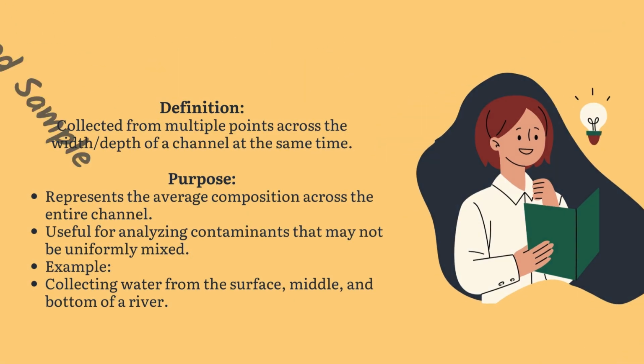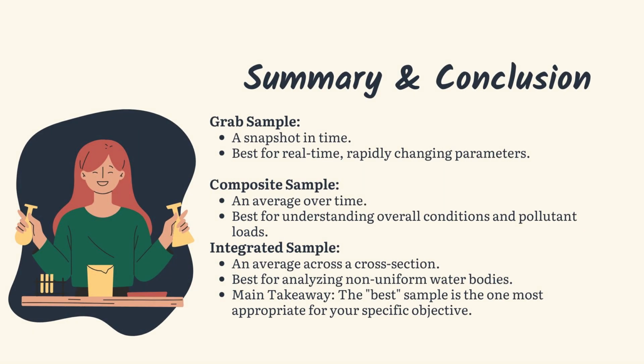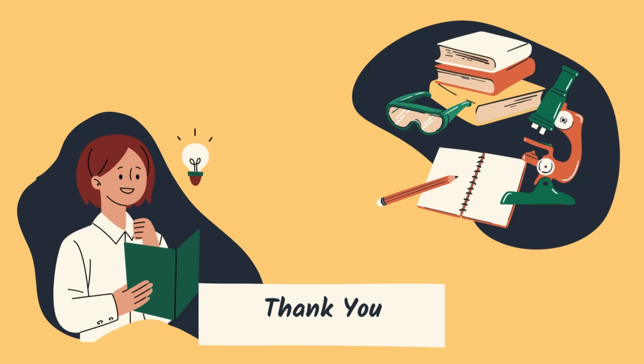In summary, the choice between grab, composite, and integrated samples is deliberate. It is not about which is better, but rather which is most appropriate for the specific information we need. A grab sample gives us a snapshot, a composite sample provides an average over time, and an integrated sample gives us an average across a cross section. By selecting the right type of sample, we can ensure our analysis is accurate and our conclusions are sound.